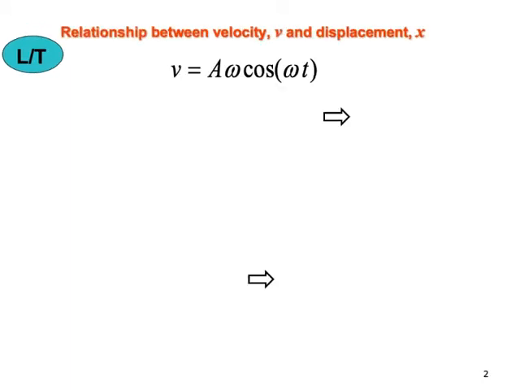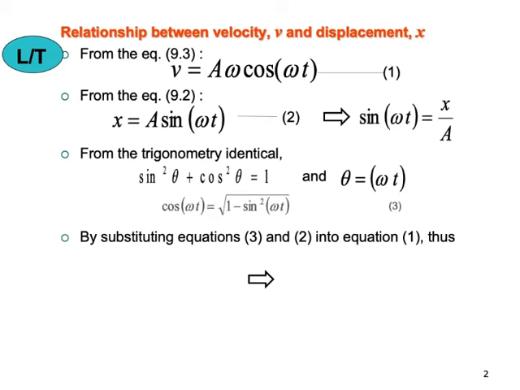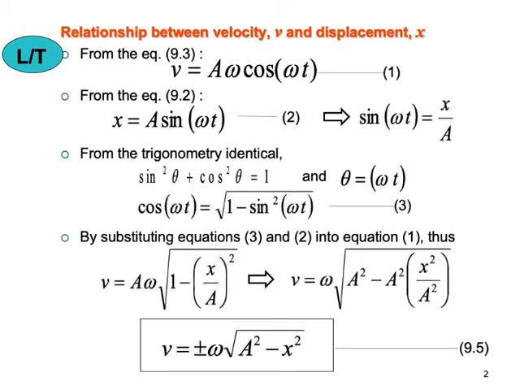Relationship between velocity and displacement x. It is given by v equals to plus minus omega square root of A squared minus x squared.